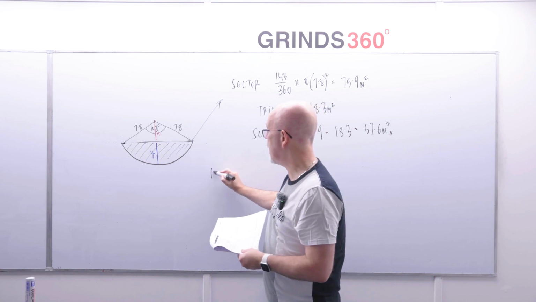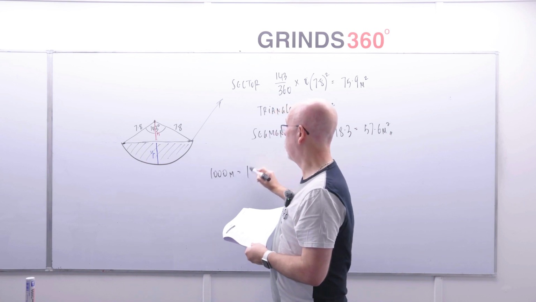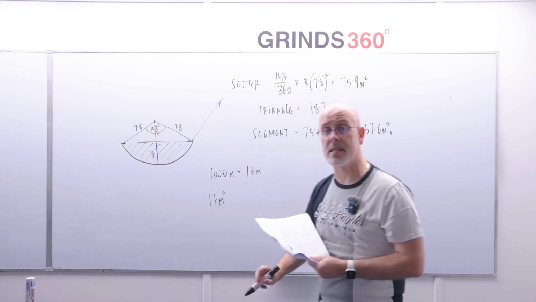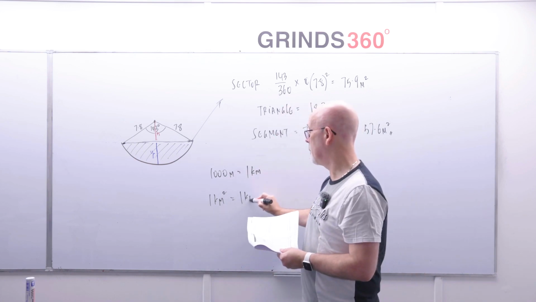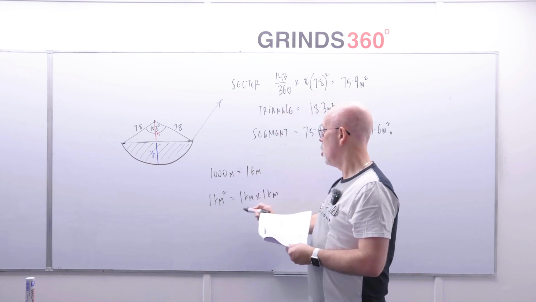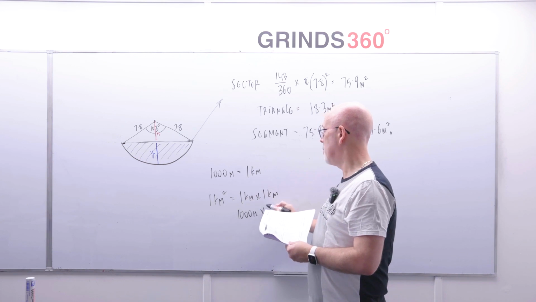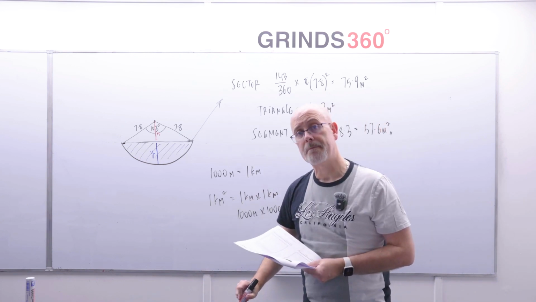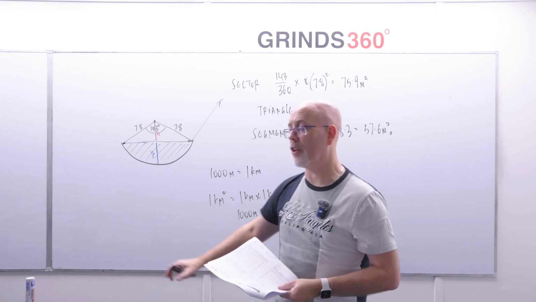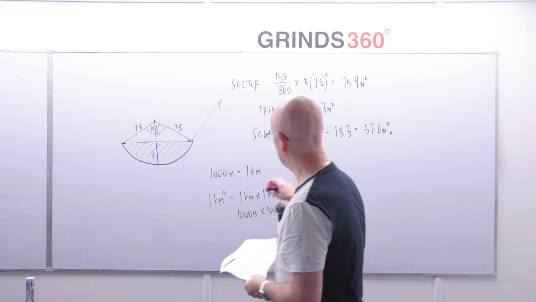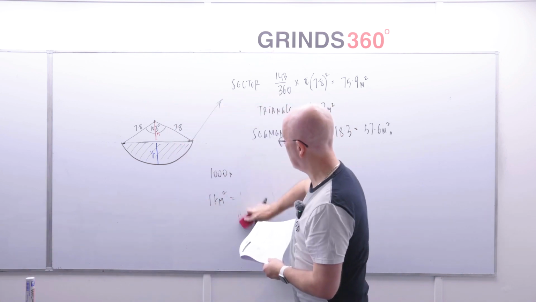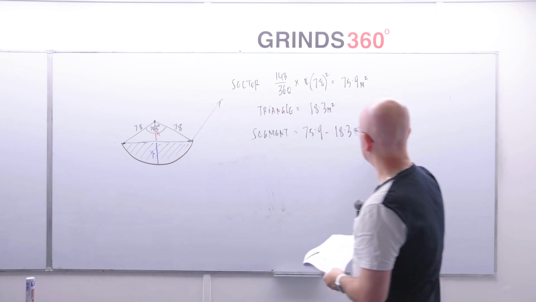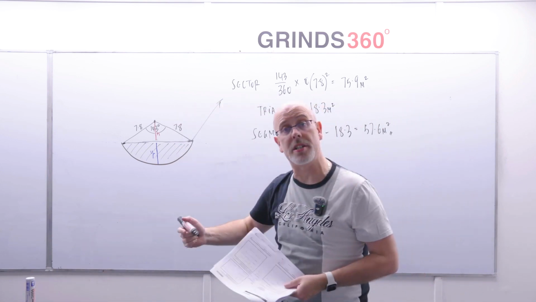So 1,000 meters is 1 kilometer. But if I want to work out what 1 kilometer squared is, that's 1 kilometer by 1 kilometer, which is 1,000 meters by 1,000 meters, which is 1,000,000 meters squared. So it's not as straightforward to convert area as it is to convert length. So in a question of this type, rather than trying to turn the area of this shape into kilometers squared, I'll turn the length of the tunnel into meters.